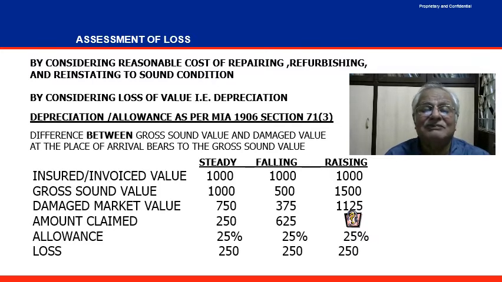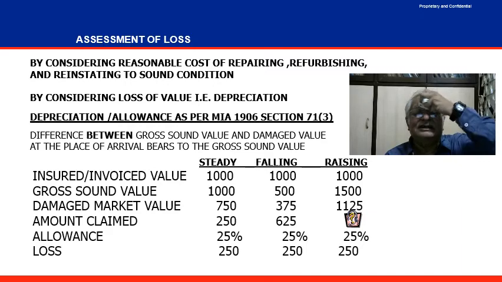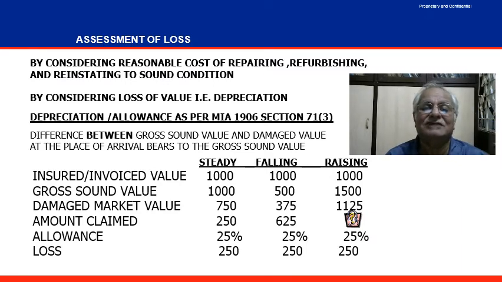By the time it came to India, the market had fallen down to $500 a ton. Now, when I am trying to sell this in the salvage market, I am getting $375 a ton. So the insured has put up a claim of 1,000 minus 375, so 625 is the claim lodged by the insured. Now I say no, that is not the correct method, because what is sound market value?